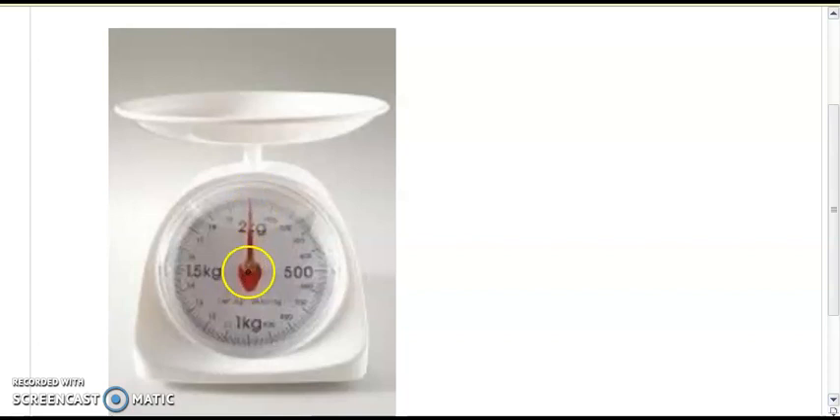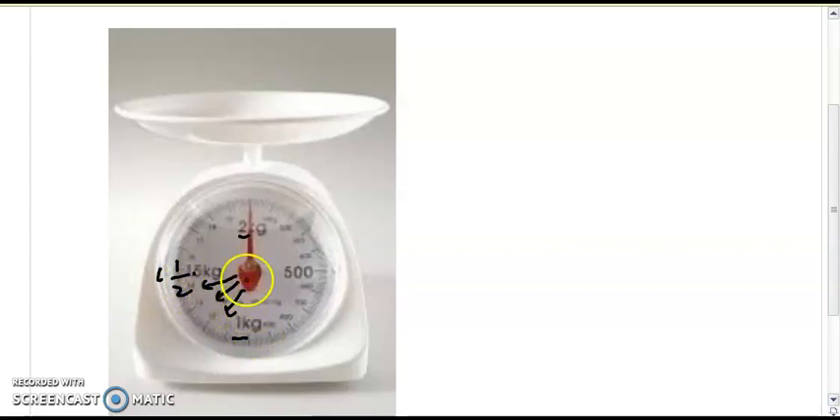But let's suppose it points before halfway between 1 and 2, because we have 1 kg and 2 kg. So halfway between them is 1.5 kg, or we can write it another way, 1 and a half. Now let's suppose the mass scale is anywhere between 1 and 1.5, before the halfway. So it may be here, it may be here, anywhere before the halfway. So we will say the approximate mass will be 1 kg.